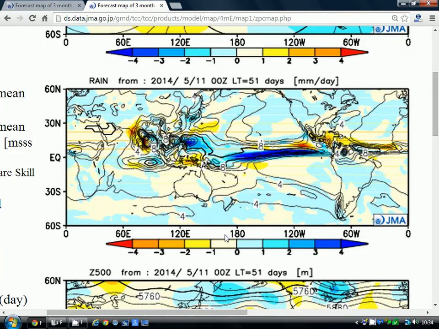Of course, July is a warmer month, so the temperature will come out a little bit above what we get in June, but of course we're talking about anomalies here. So June has an above average anomaly, July has a below average anomaly.